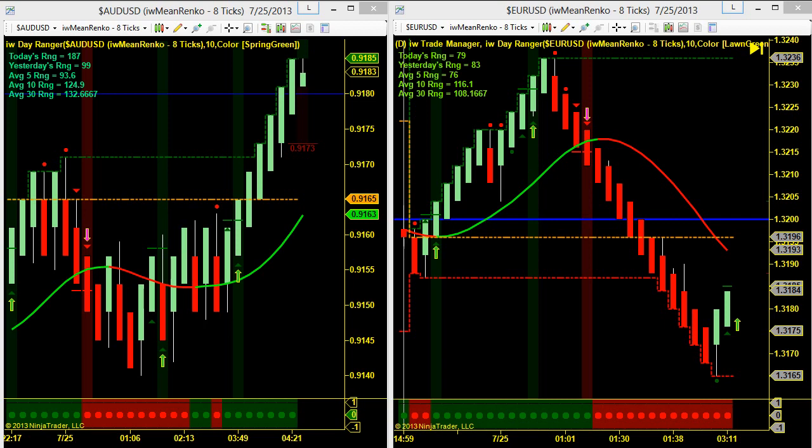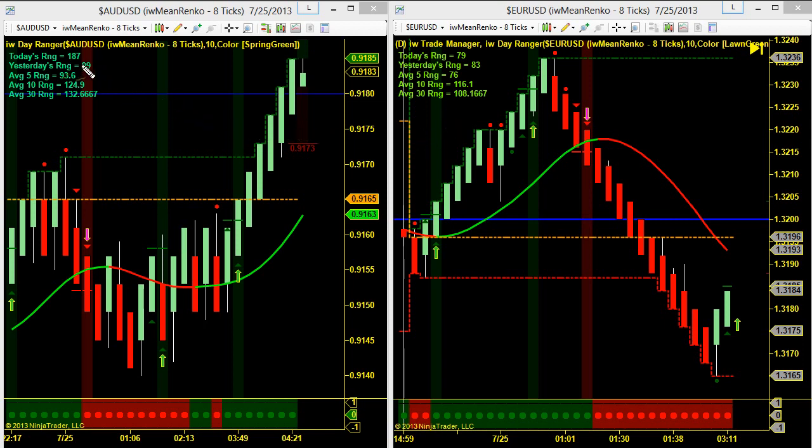Now, many times in our trading, we are confronted with multiple trade opportunities, but generally speaking, our risk only allows us to take a certain amount. So how do we weed out the ones that give us a better chance to win or not? The Day Ranger can be that tool.